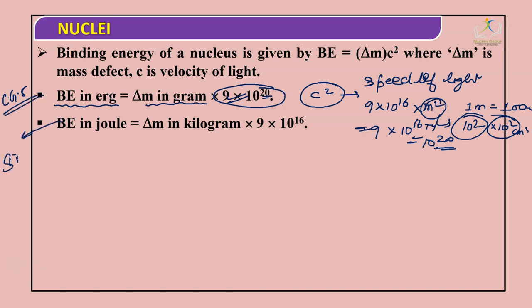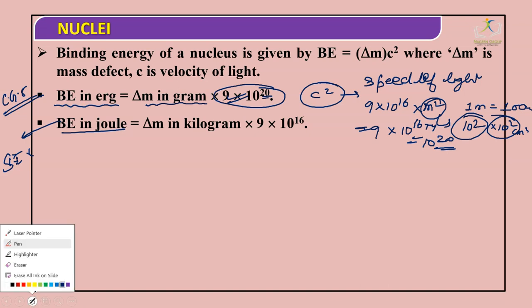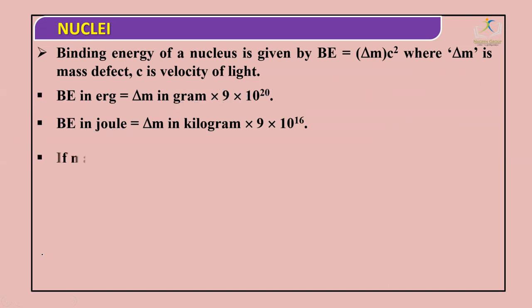And this is the SI term. So because of that, the binding energy in joules will become delta M kilogram times 9 into 10 to the power 16 over here. I hope you understand, students. If there is any confusion, you can ask your question in the chat session.